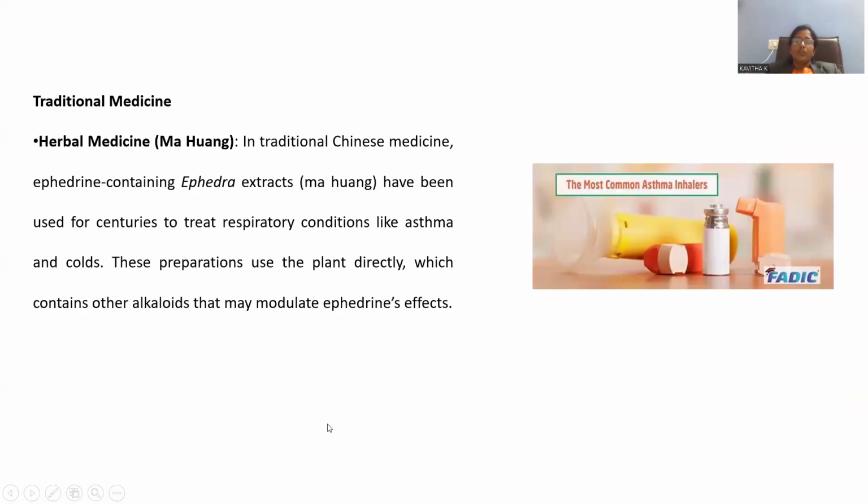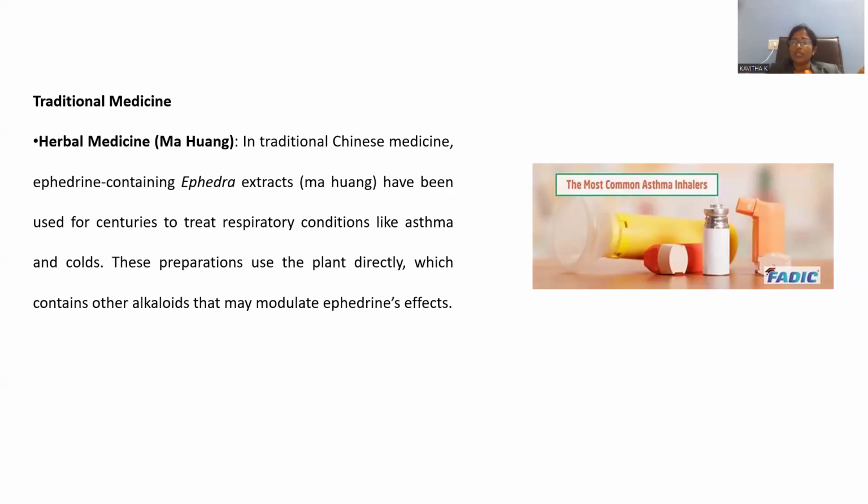Now, in another segment called traditional medicine, without making any medicine, just a crude product taken from the plant can be utilized as such. Most of the tribal people go with the same medication directly. They get the plants and crush them, and those plant extracts are directly consumed, which is called traditional medication, right? In traditional Chinese medicine, ephedrine-containing ephedra extracts are used. Ephedra sinica is the plant we are already aware of, from which ephedrine can be extracted. Ephedra is called mahuang in their native language. From that, they extract the juices and directly consume them for respiratory conditions.